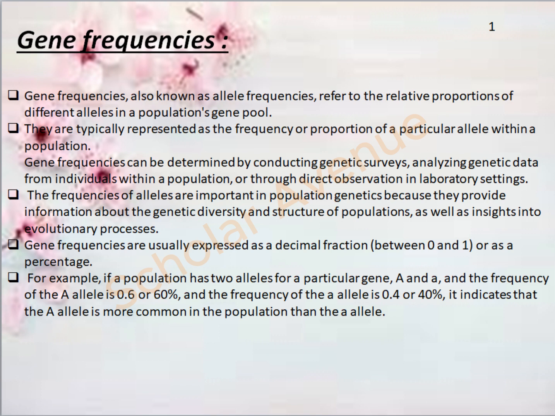Gene frequencies are usually expressed as a decimal fraction between 0 and 1 or as a percentage. For example, if a population has two alleles for a particular gene, capital A and small a, and the frequency of the capital A allele is 0.6 or 60%, and the frequency of the small a allele is 0.4 or 40%, it indicates that the capital A allele is more common in the population than the small a allele.